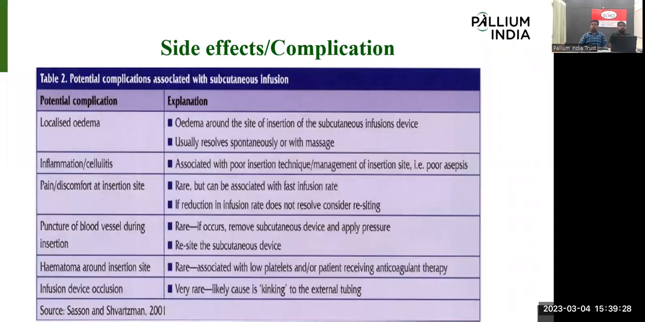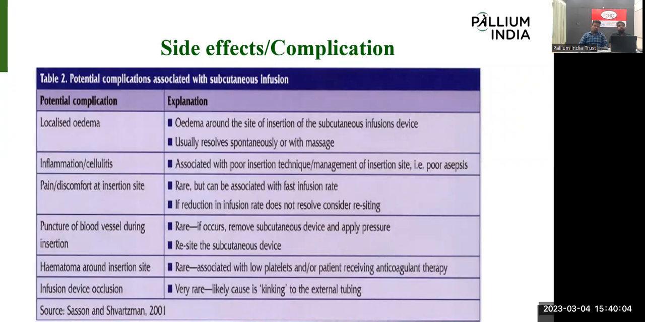Then these are all the side effects or complications that can occur with subcutaneous administration. First of all, localized edema. Already I told, mild edema around the insertion site is normal. But if it is not subsiding or the edema is increasing, we can solve that problem by giving a gentle, mild massage, and we can settle that issue.